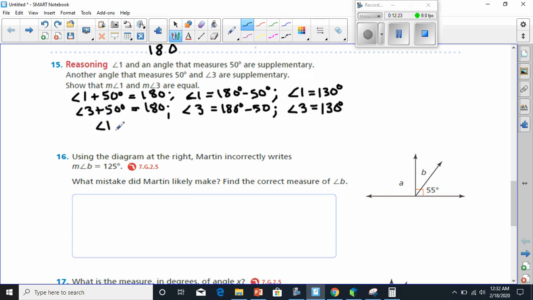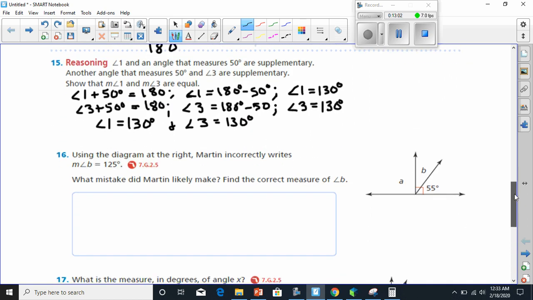Angles 1 and 3 equal 130. I don't want them to think you have to add them together, so I have to put this in correctly. Angle 1 equals 130 degrees, and angle 3 equals 130 degrees. All right, that is how we show that they're equal.